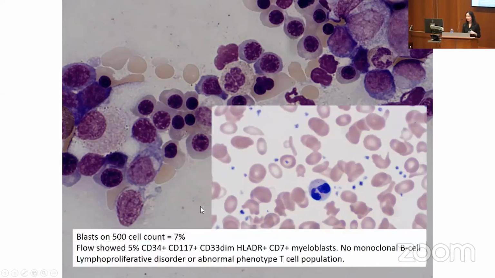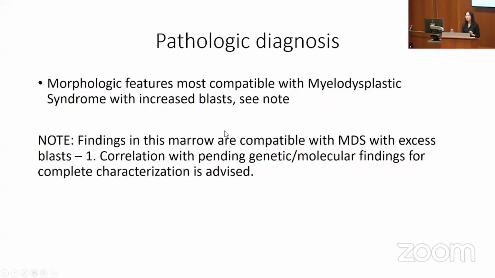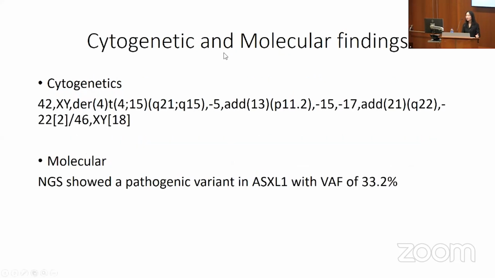So we put that together. The flow blast count is also a little high for flow, which is 5%. The blast count on a 500 cell count is 7%. So when we put all of that together, this is compatible with MDS with increased blasts. And then we specifically say with excess blasts 1, which is the WHO diagnosis from the WHO4 revised. Cytogenetics comes back. It is complex karyotype, and molecular comes back with a pathogenic variant at ASXL1.